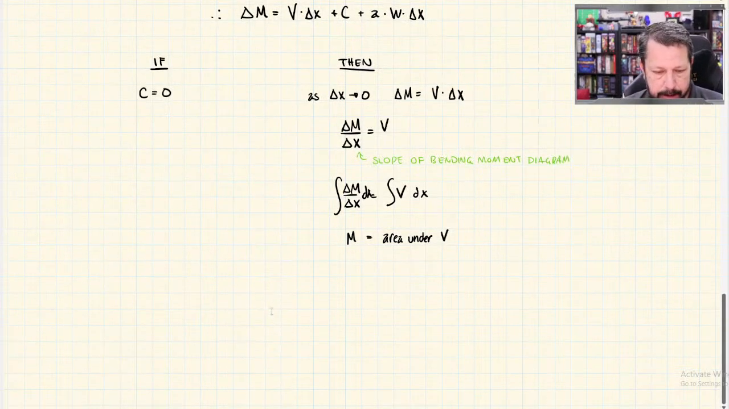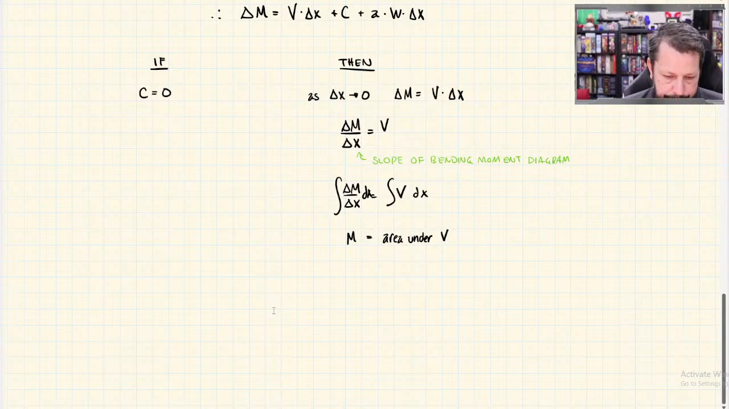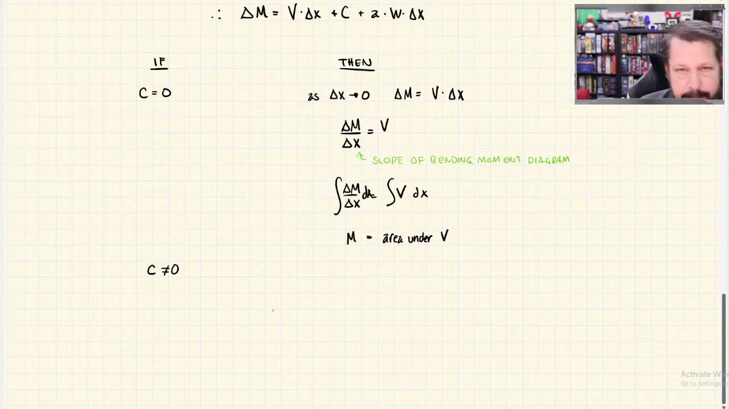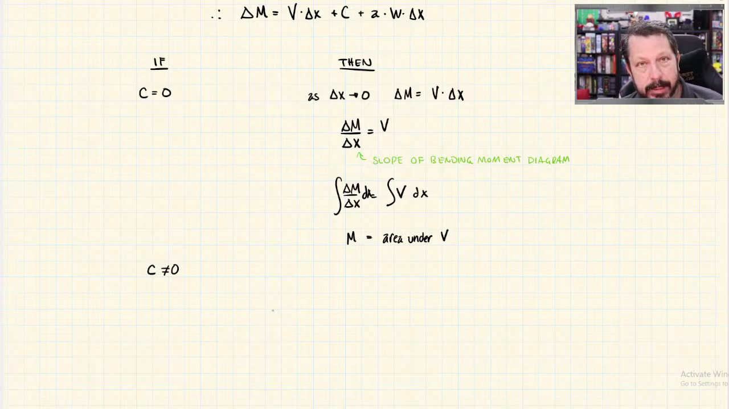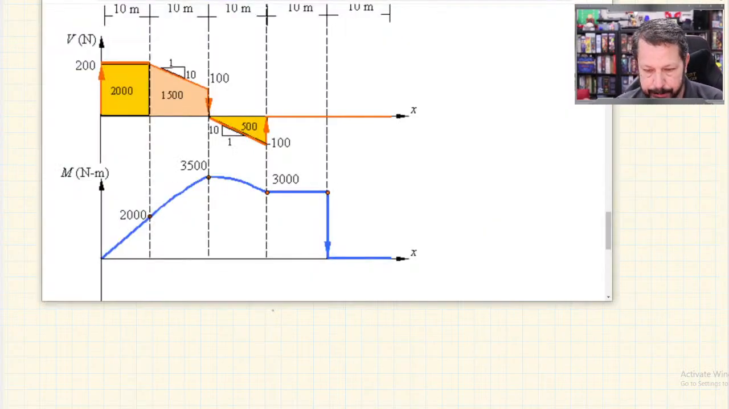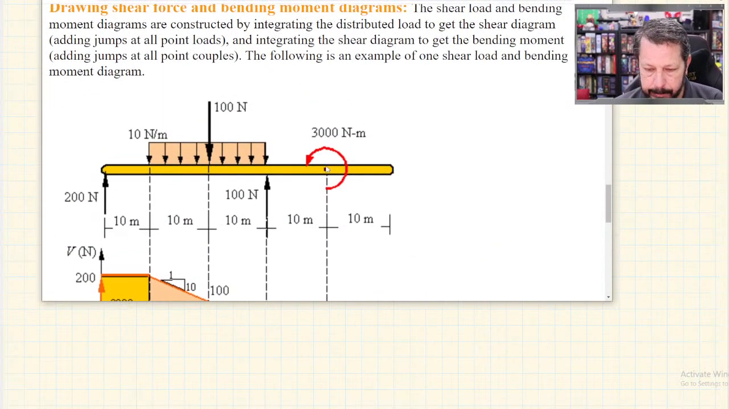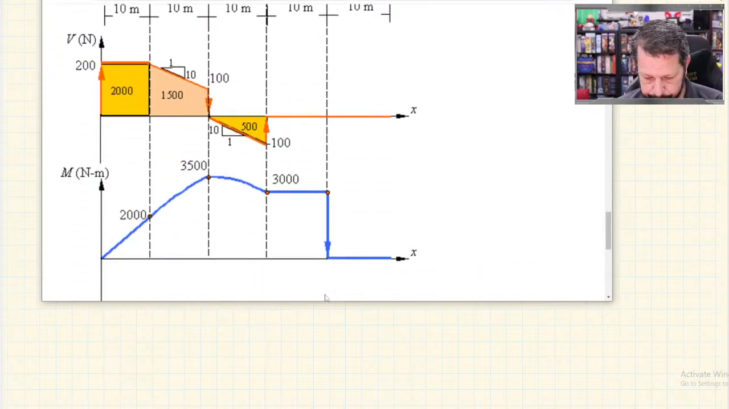All right. So what if C is not zero? This is not common, because there aren't that many times on a free body diagram of a beam that there's an external concentrated moment, but it can happen. This beam had one. Look, there's one right there. There's an external curved arrow, 3,000 newton meters.